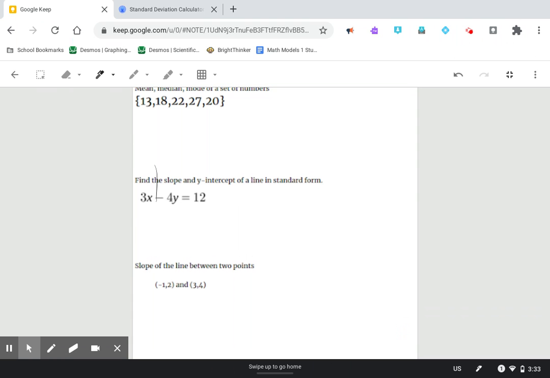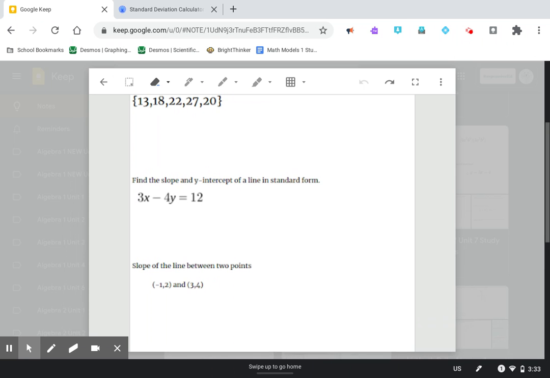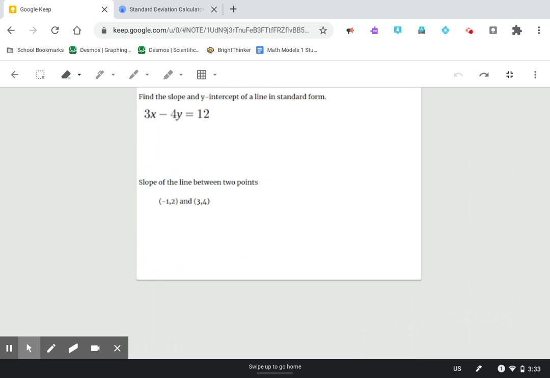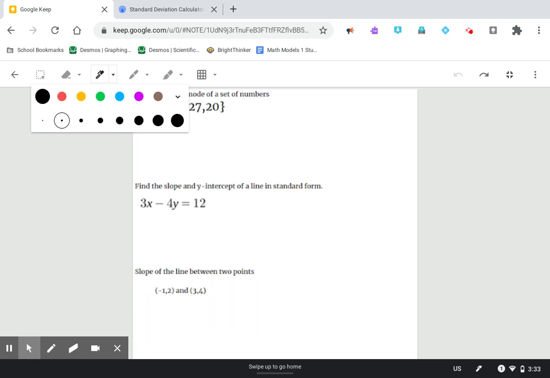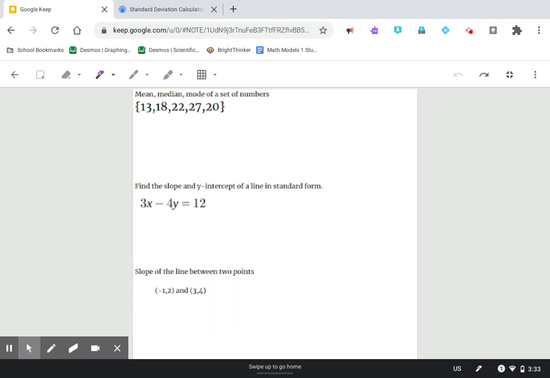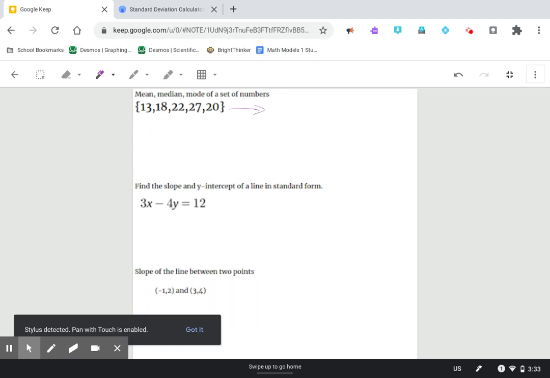So the first one here is looking at the mean, median, and mode of a set of numbers. And so we have a list of 5 numbers. Let's open up our markers here. The first thing I want to do is rewrite this in order of least to greatest, because that's going to be necessary for median and mode. So if I do that, I get 13, 18, 20, 22, and 27. So that's the first thing you got to do.